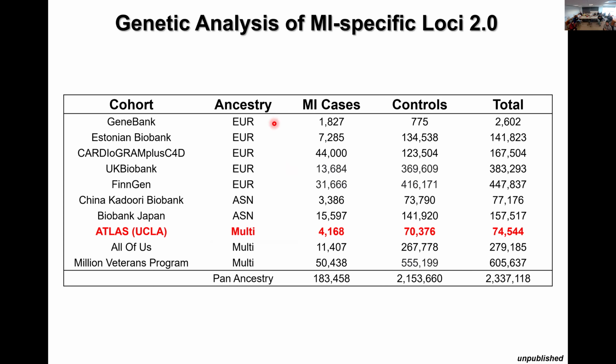GeneBank is the one that's at the Cleveland Clinic, by far the smallest with only about 2,600 individuals. But we are collaborating with people at the Estonian Biobank. The Cardiogram Consortium is just publicly available data. We have access to the UK Biobank, FinnGen, China Kadoorie, Biobank Japan, the All of Us cohort, the Million Veterans Program, and most importantly, and this is what I was mentioning, we can do this at UCLA, we have access to ATLAS now.